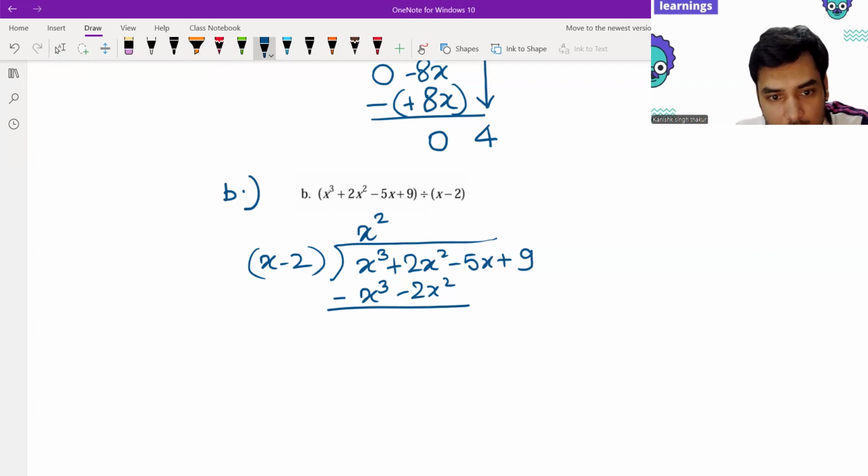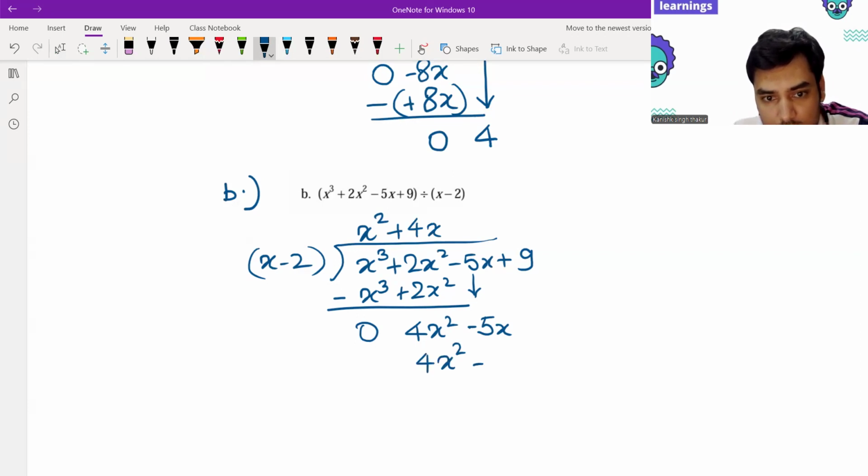Then you have to multiply by negative sign, so this will turn positive. So 2x square plus 2x square will become 4x square, right? Now this minus 5x, let it be, I don't care about it. Okay, so I'll shift it down. Then I'll be only trying to make it as 4x. I'll multiply by 4x, so I'll get 4x square minus 8x. I'll multiply by negative sign, so this becomes negative and this becomes positive. 0, then I get 3x plus 9, right?